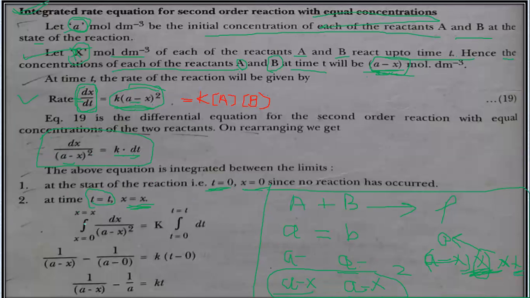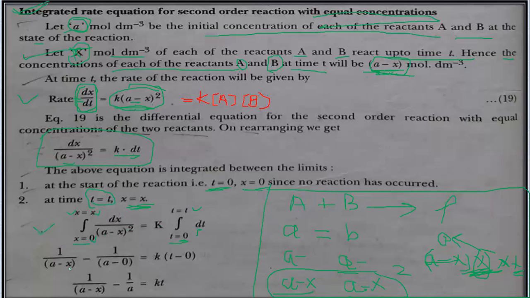Now, the integration of dx upon (A minus X) whole square, where X goes from 0 to X, is equal to K times the integration of dt, where t goes from 0 to t. So we know, what is the integration of dx upon (A minus X) whole square?